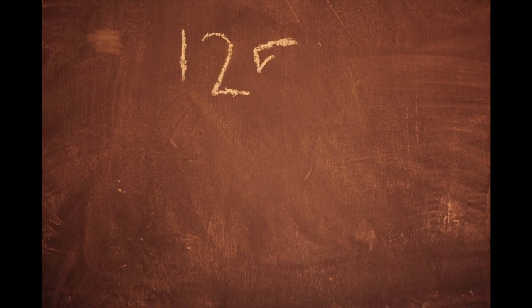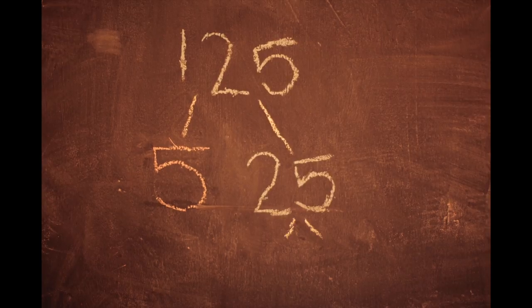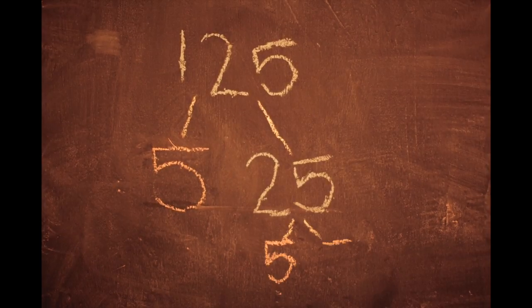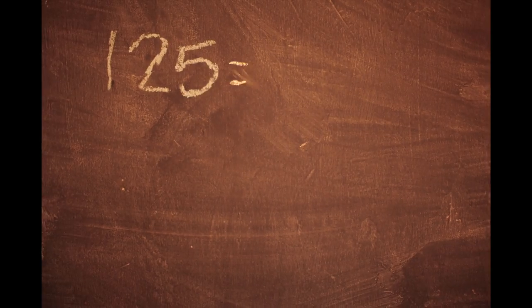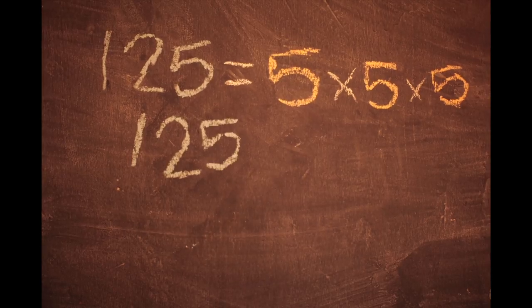Next up, 125. 125 breaks into 5 and 25. 25 breaks into 5 and 5. So, 125 equals 5 times 5 times 5, or 5 to the third power.